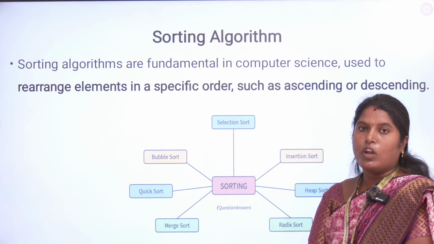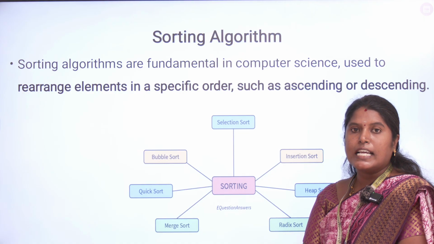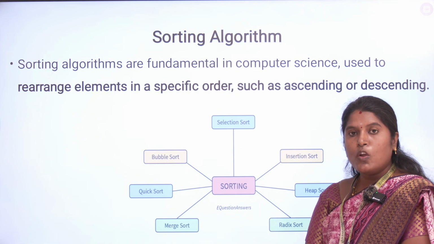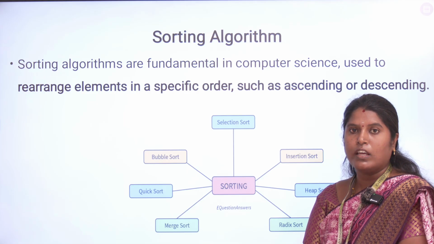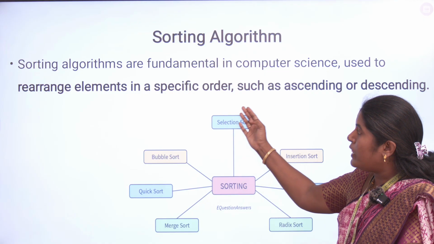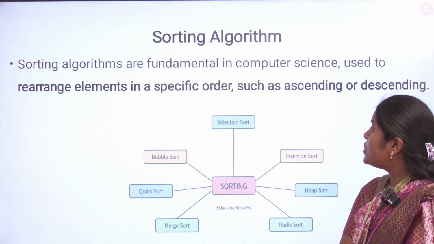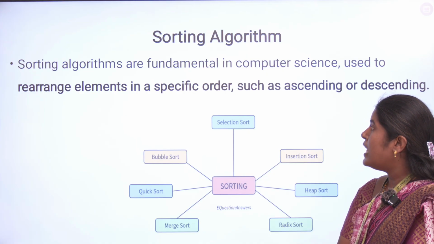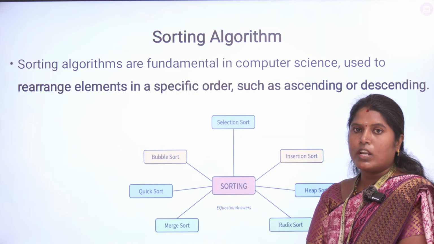Moving on to sorting algorithms. In general, sorting means arranging the data items either in ascending or in descending order. The algorithm which we write in order to arrange these elements either in ascending or descending order is called a sorting algorithm. The definition goes in such a way that sorting algorithms are a fundamental concept in computer science which is used to rearrange the elements in a specific order. This order can either be ascending order or descending order.